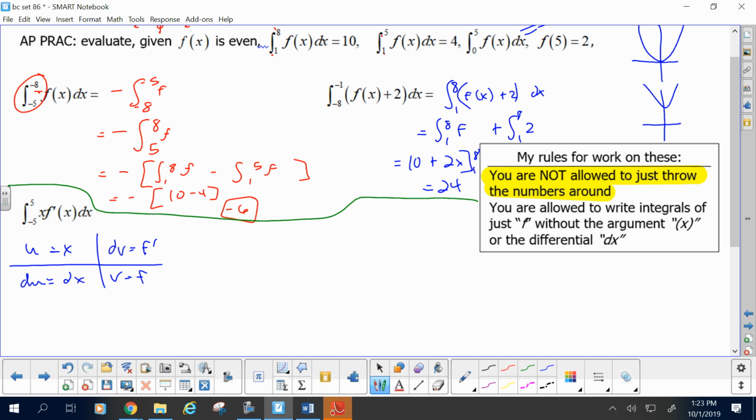So, did you keep the limits? Did you play with the function, get into even or odd early, or did you do this first? Okay, so negative 5 to 5, uv then is x f of x, evaluated from negative 5 to 5, minus the integral from negative 5 to 5 of v du, so f of x dx. Cool?